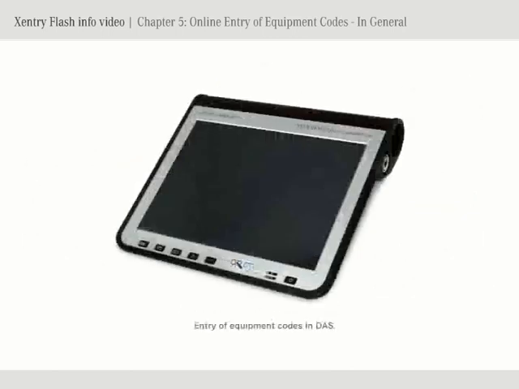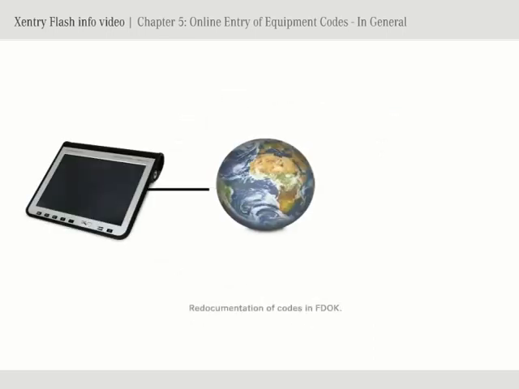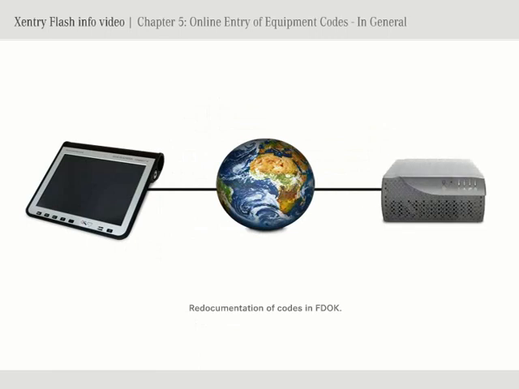You can enter the required equipment codes in DAS. A check is performed in the central vehicle database to ensure that the codes are permitted for the vehicle in hand. If so, the changed codes are redocumented automatically online in FDoc. For documentation purposes, the changed codes are also included in the repair order.